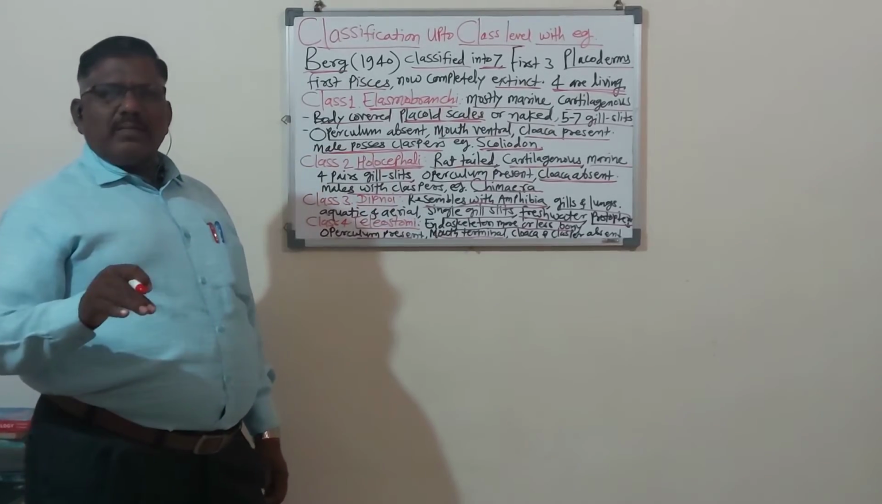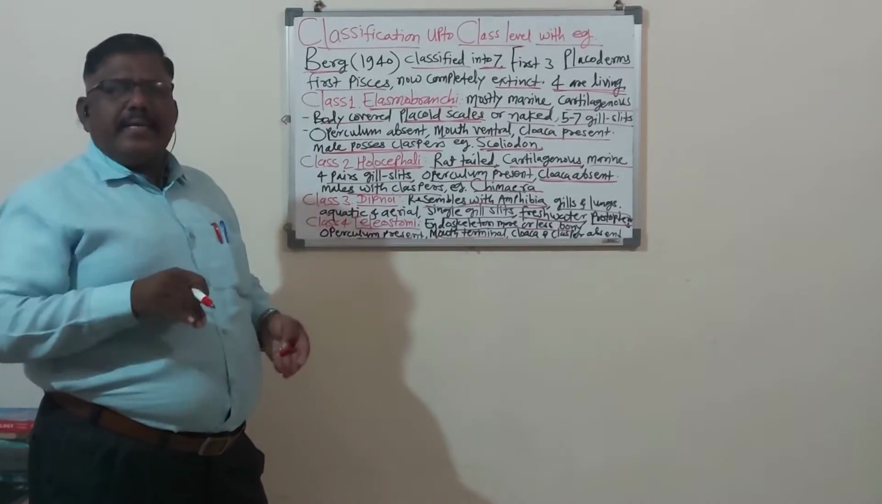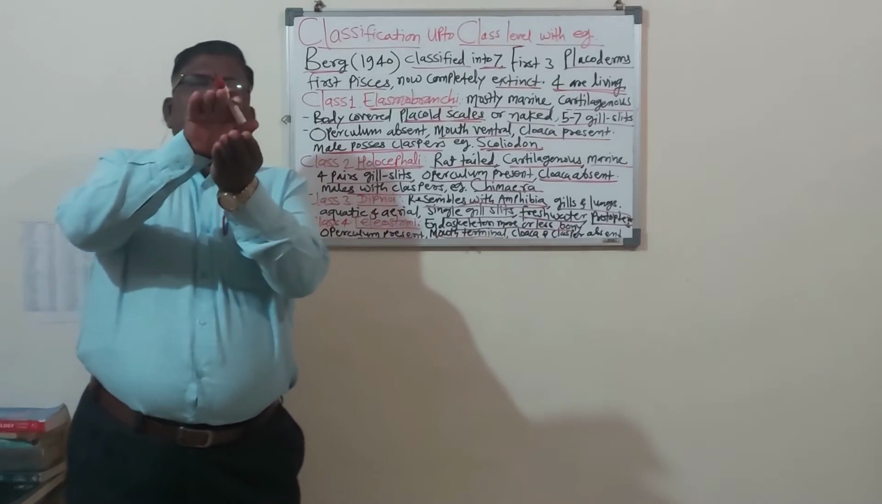Look at the mouth of the katla: upper jaw and lower jaw towards the anterior end, terminal, closing and opening.